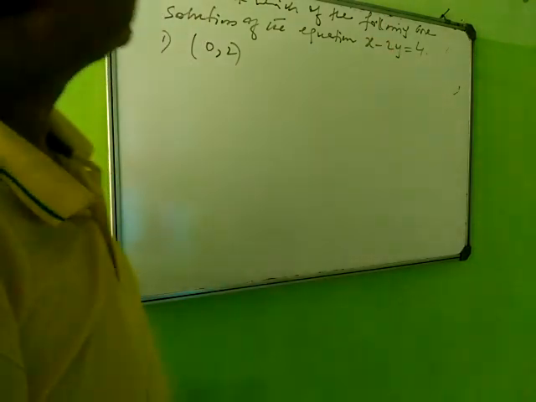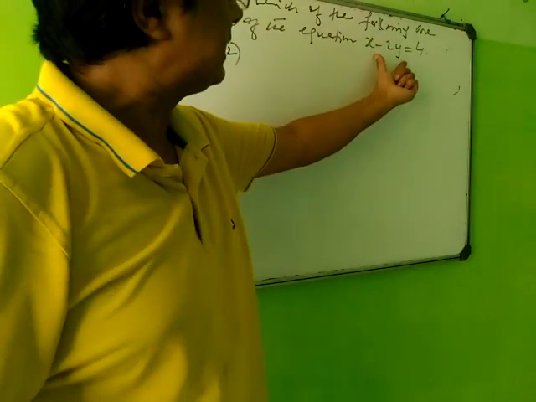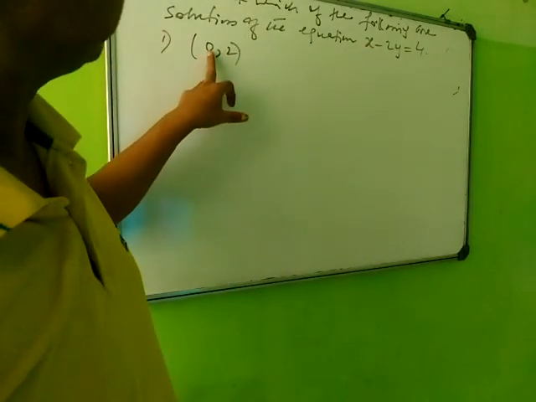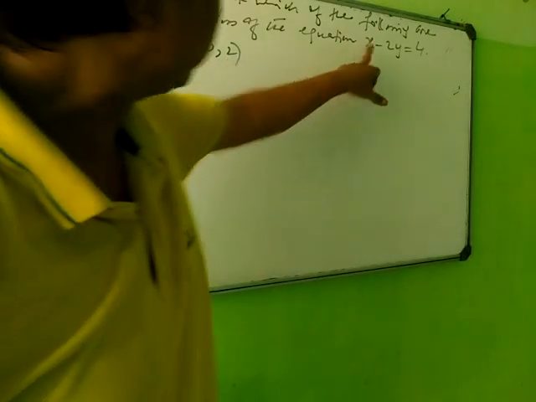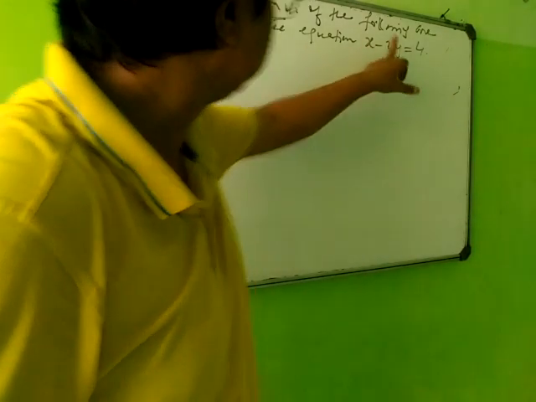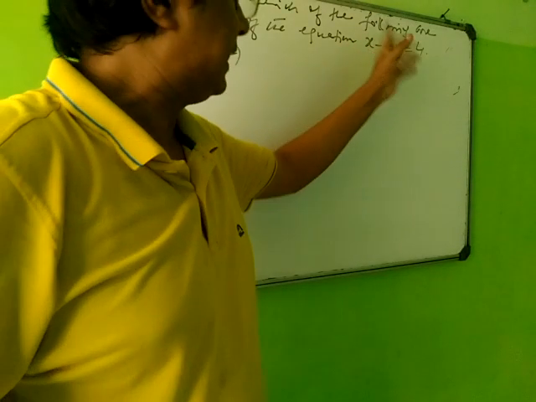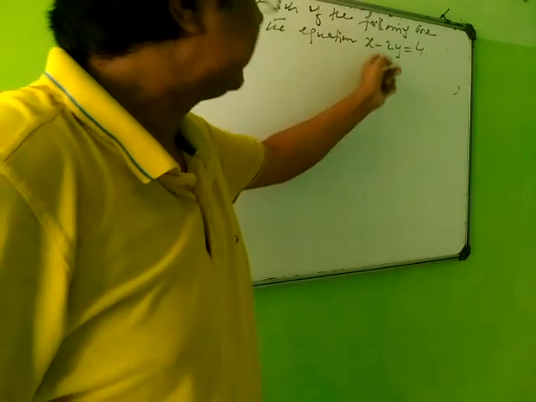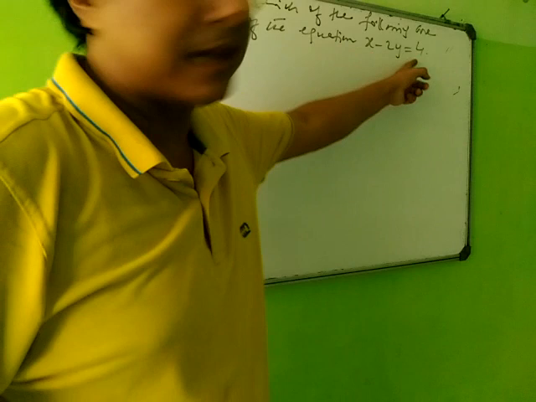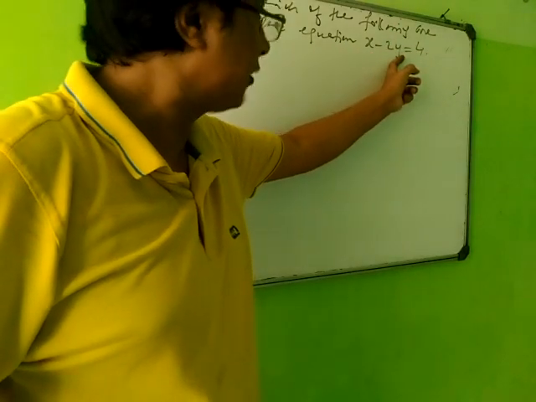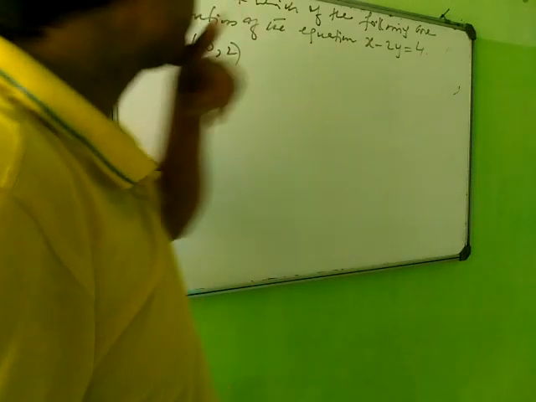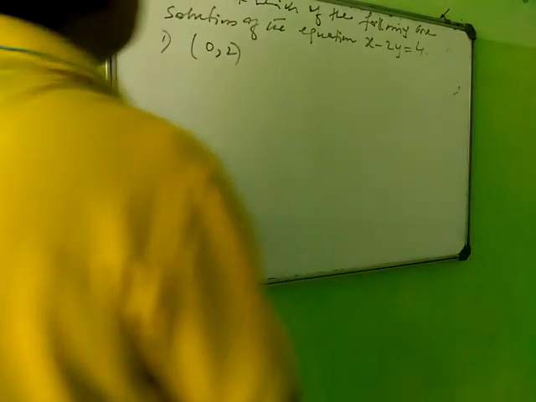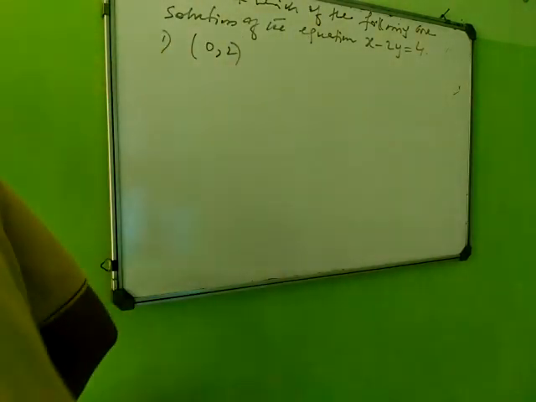So how can we know it? You take the left hand side and right hand side. In place of x you put 0 and in place of y you put 2. Simplify. If you get left hand side equals right hand side, then this will be the solution of this equation. If the left hand side is not equal to the right hand side, in that case 0, 2 will not be the solution of this equation. Now let us see here.